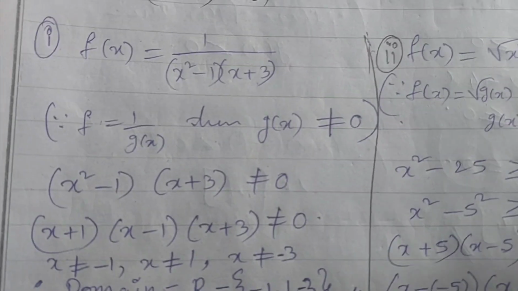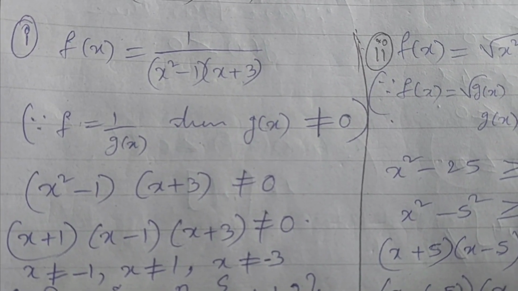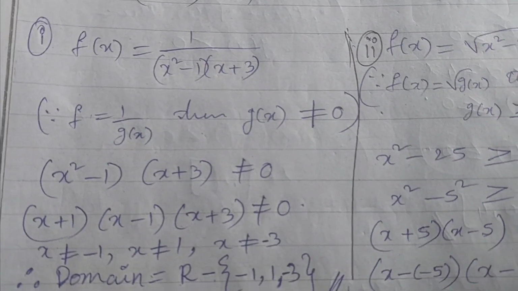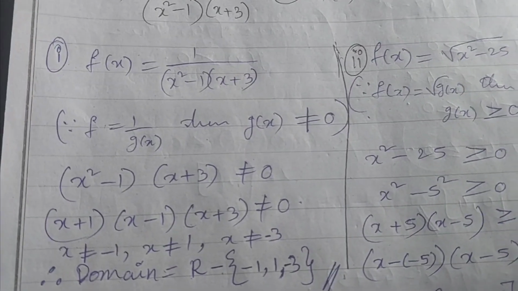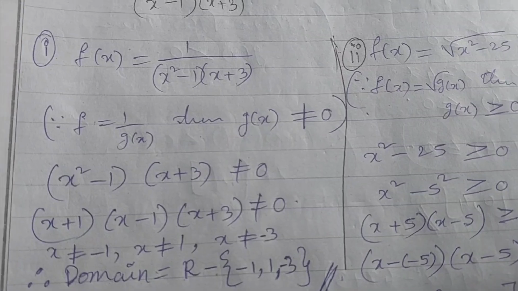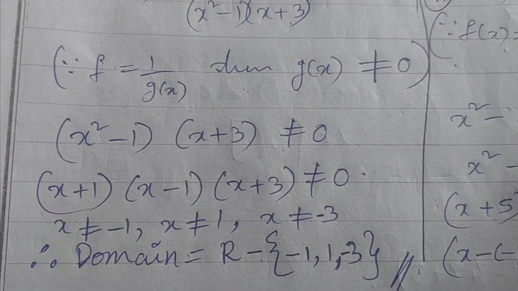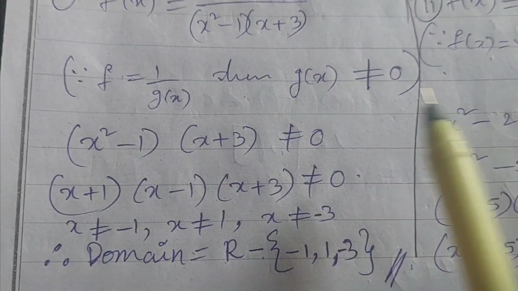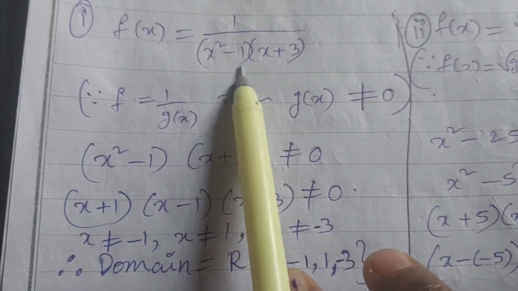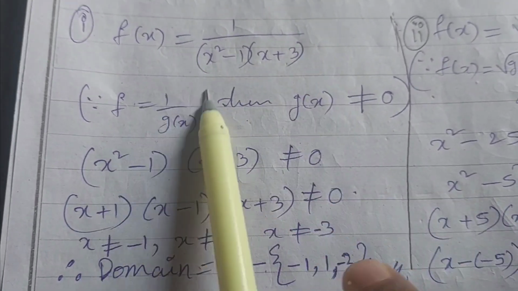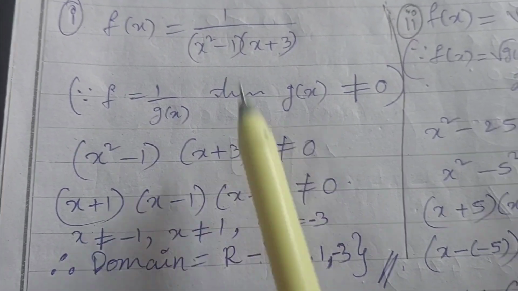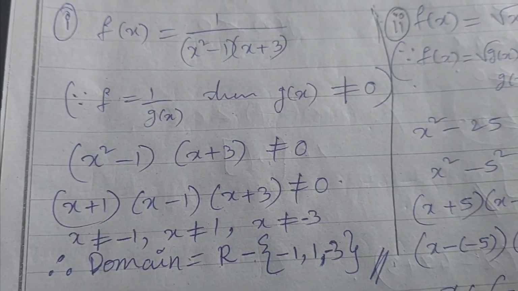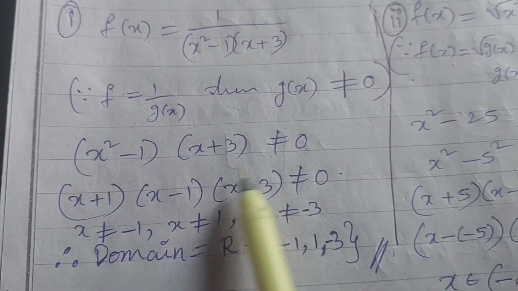So here the first one is given as f of x is equal to 1 by (x square minus 1) into (x plus 3). So now it is looking like f of x is equal to 1 by g of x, then the condition is g of x is not equal to 0. So instead of g of x, what is given here? (x square minus 1)(x plus 3). So the denominator should not be equal to 0. Why? Because if the denominator value is 0, then it becomes 1 by 0, which is an undefined function. So the denominator should not be 0.